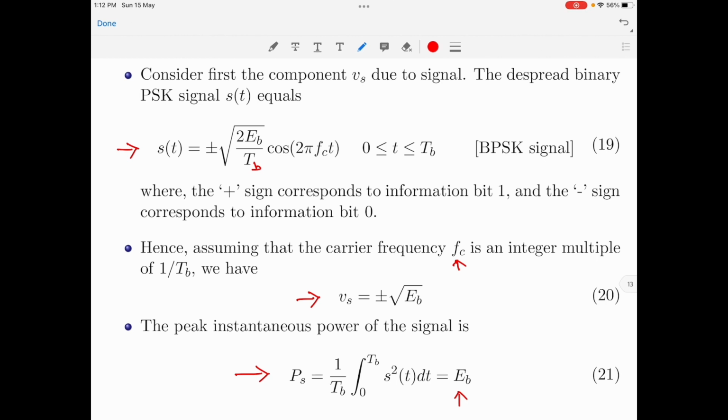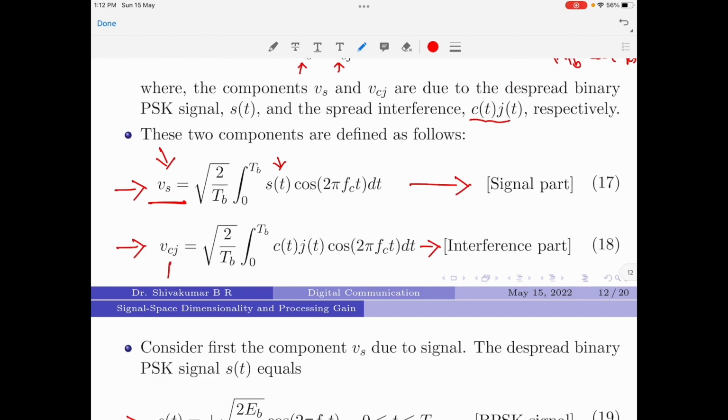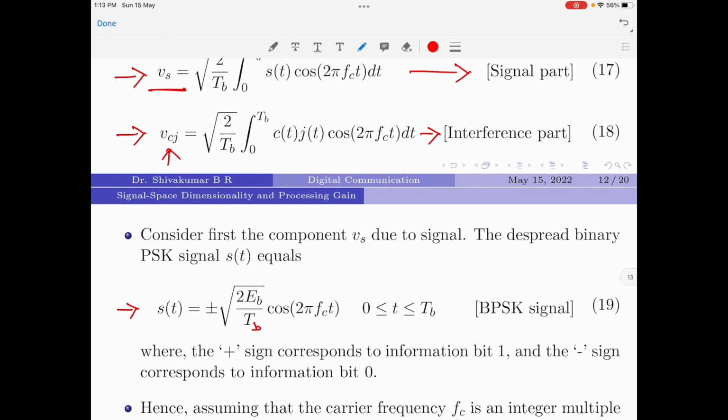Let us now move on to the second component, which is Vcj. Please note the second component has a C of t term, which is our PN sequence. Now I am going to write C of t in terms of its chips as C of t equals summation k varying from 0 to n minus 1 Ck.